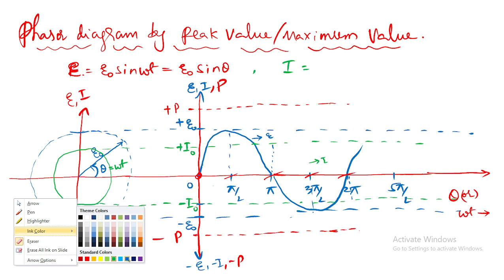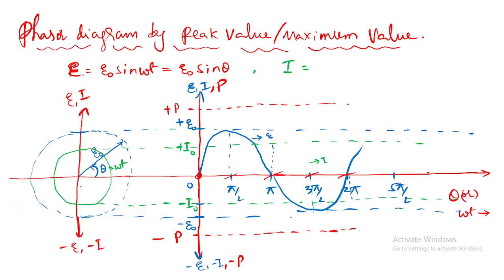Now the current diagram. What happens here? Leading, no? The current I will try to show like this, which is I naught. So I naught into what is it here? Sine of... sorry.